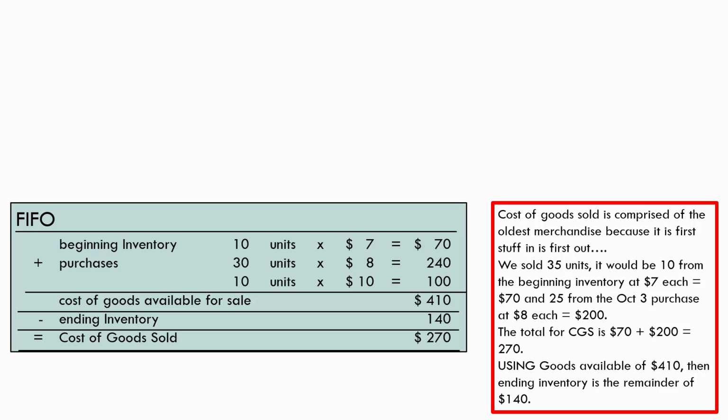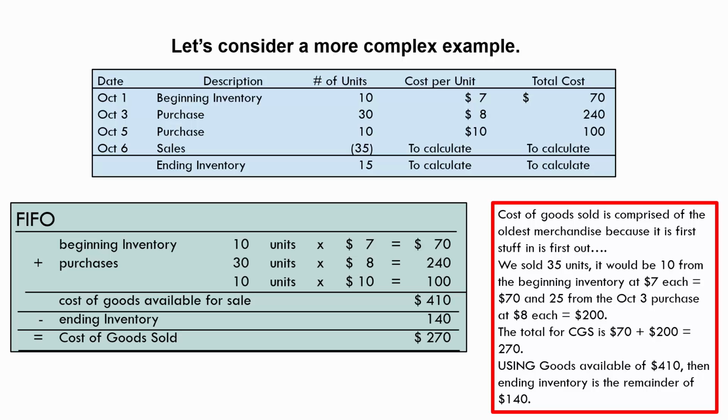Now, let's consider a more complicated case here where we have a beginning inventory and we have purchases, and then we have sales and ending inventory. You notice up here it says to calculate for these, because we have to calculate. We have to use an inventory assumption to figure it out.